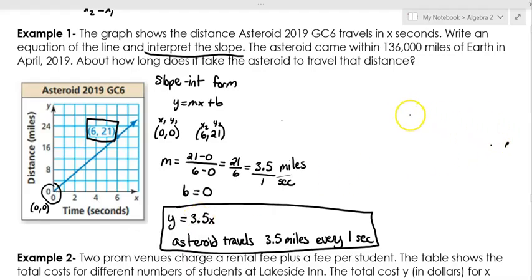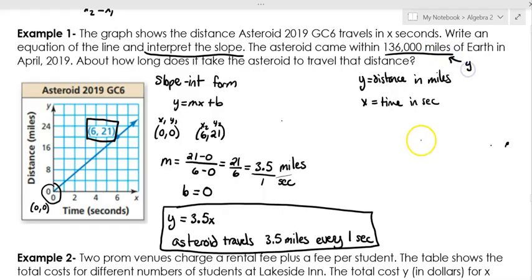Okay, there was a second part to this problem. It says the asteroid came within 136,000 miles of the Earth in April of 2018. How long did it take the asteroid to travel that distance? Right, so we think about the variables. y, or the y-axis, was the distance in miles, while the x-axis was the time, and it was in seconds. So it's telling you 136,000 miles, so that means it is giving you what y is, and it's asking you how long, so that means you're looking for x.